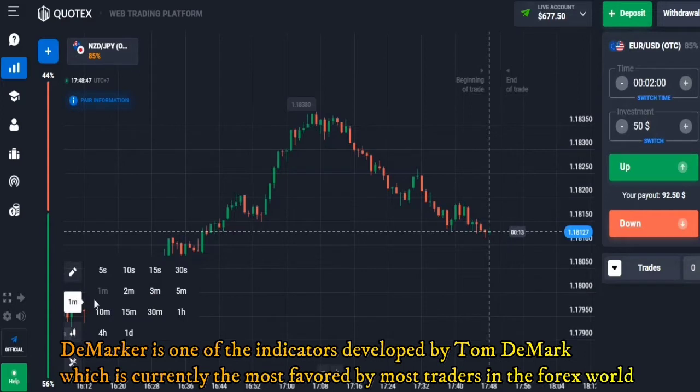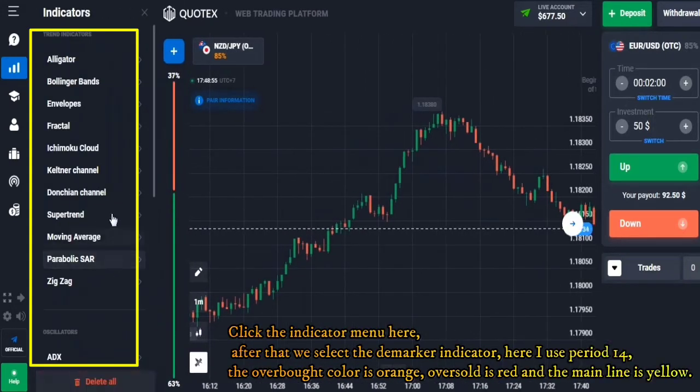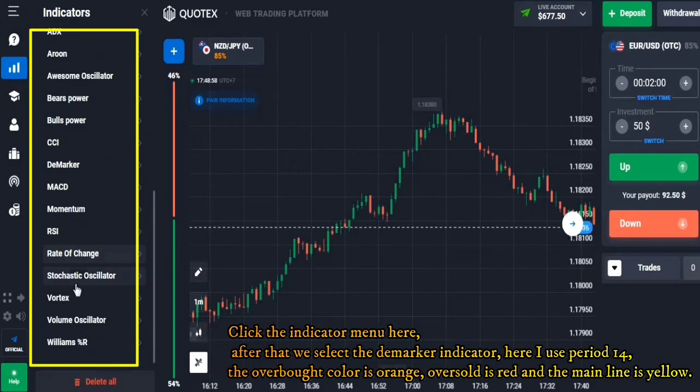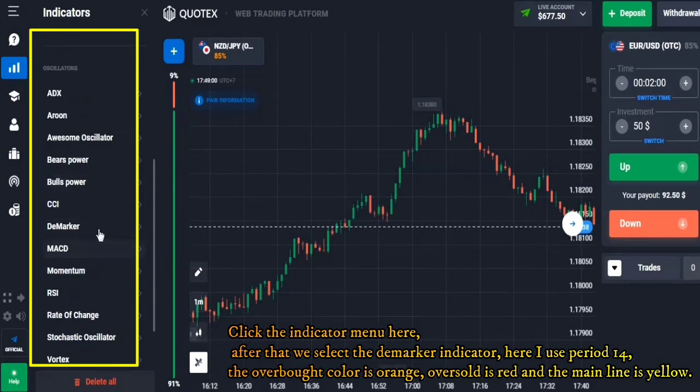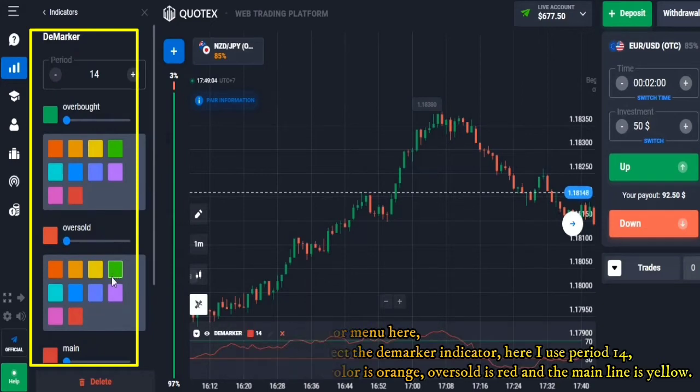DeMarker is one of the indicators developed by Tom DeMark, which is currently the most favored by most traders in the Forex world. Click the indicator menu here. After that we select the DeMarker indicator. Here I use period 14, the overbought color is orange, oversold is red and the main line is yellow.